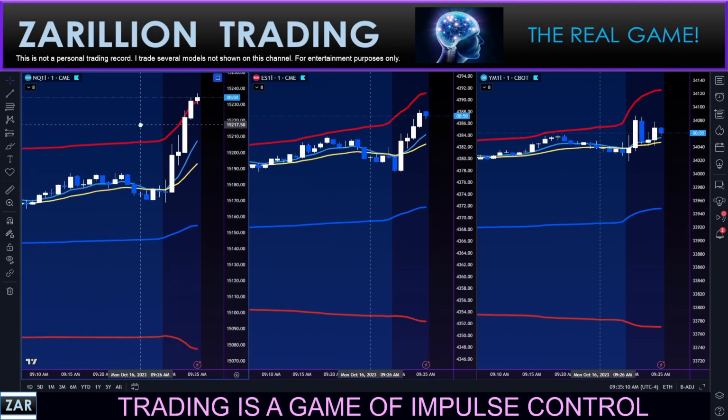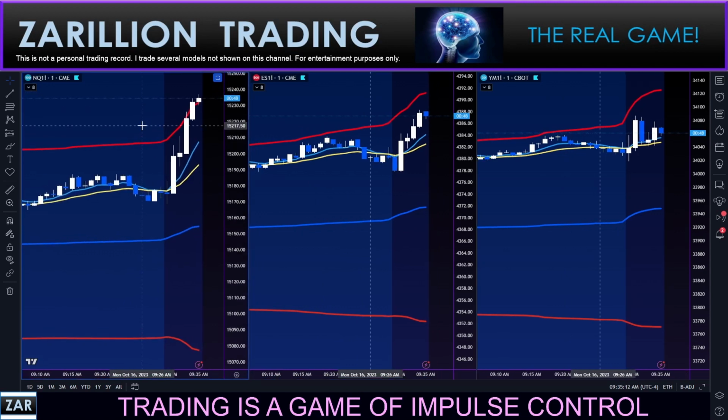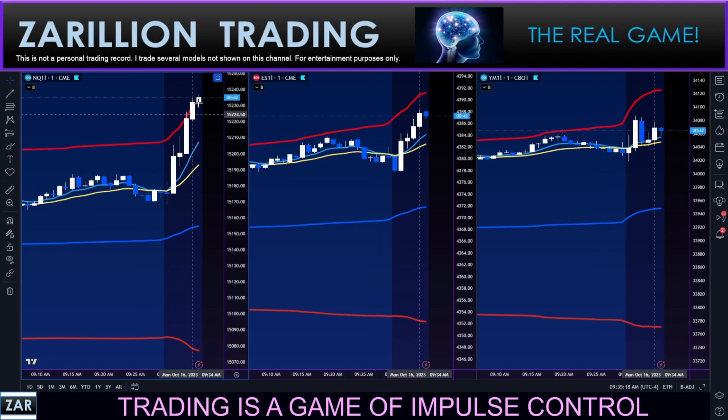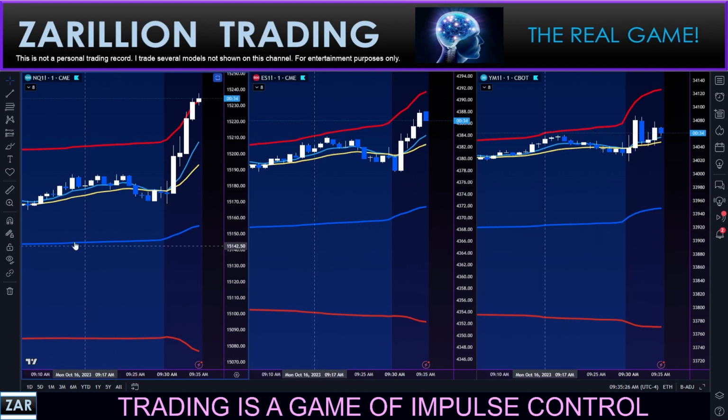I'm just looking at the three sisters here near the open. We're 5 minutes in, almost 6 minutes in here. So we have 1, 2, 3, 4, 5, and we're working on candle number 6 here on the 1 minute charts of the three sisters: NASDAQ, S&P, and Dow side by side with VWAP.